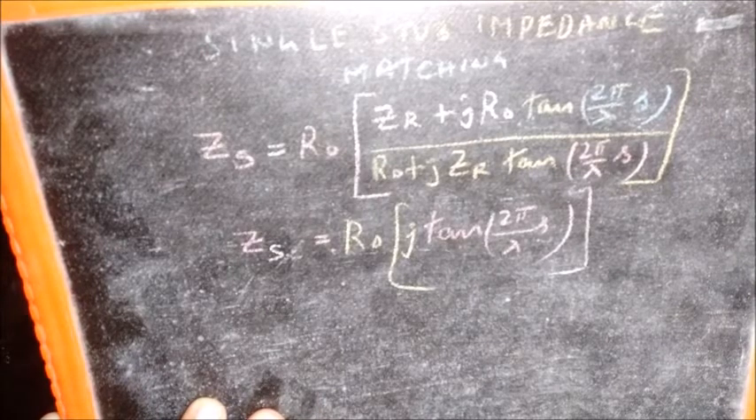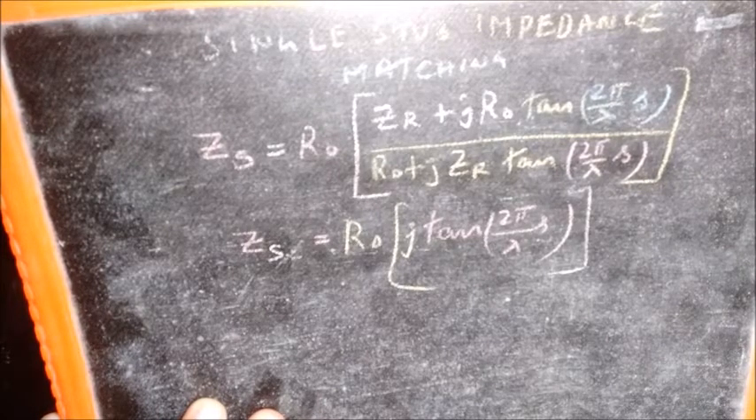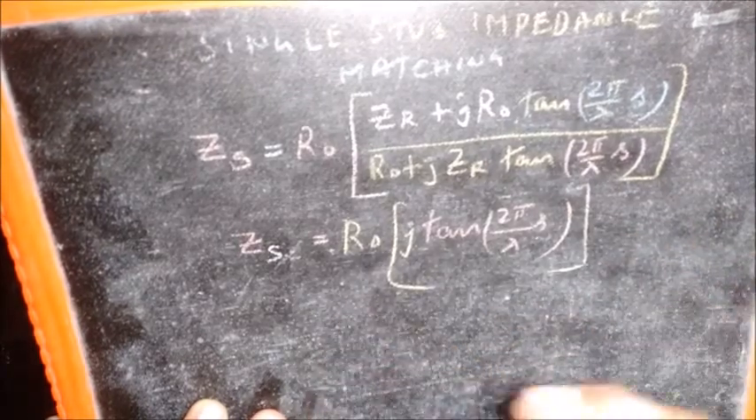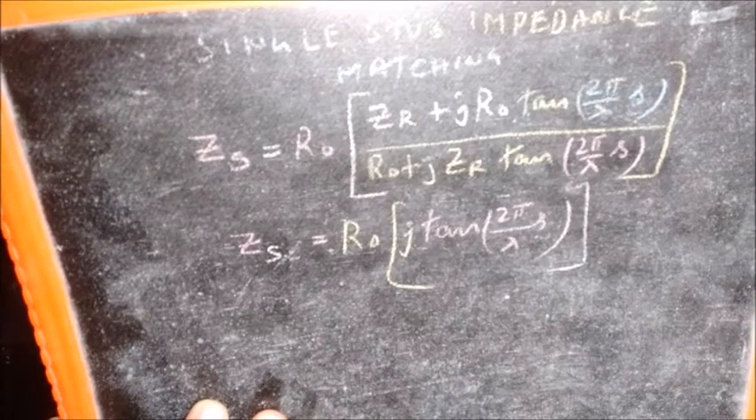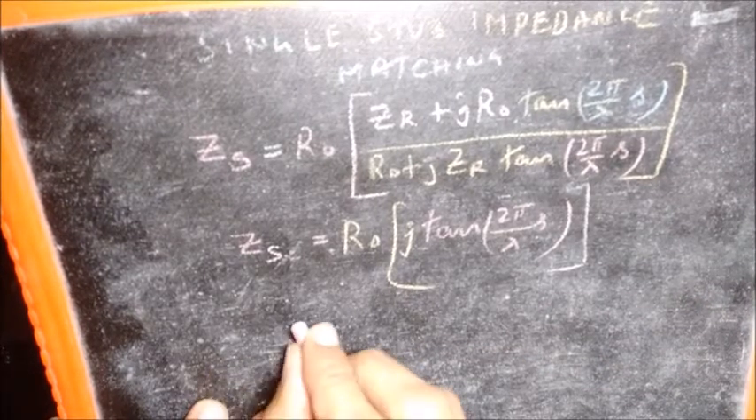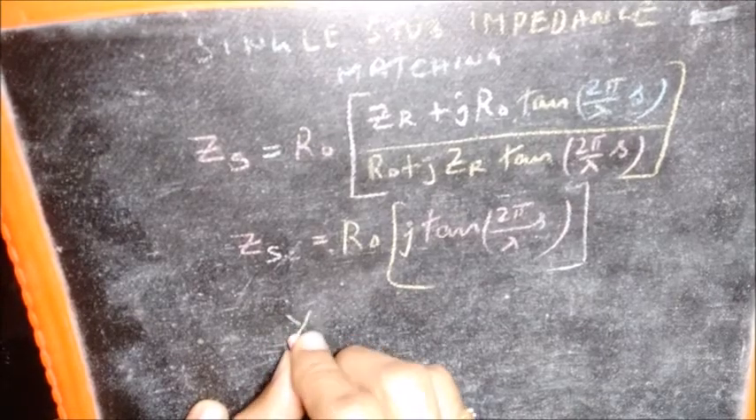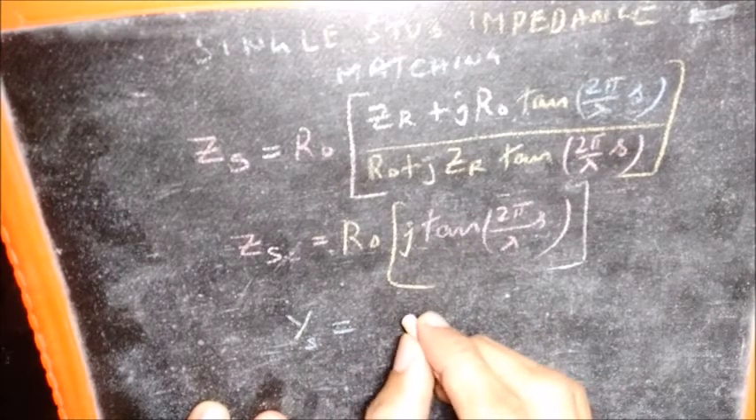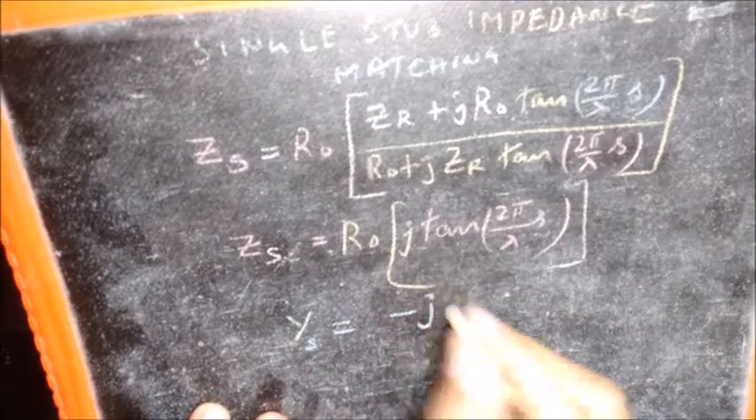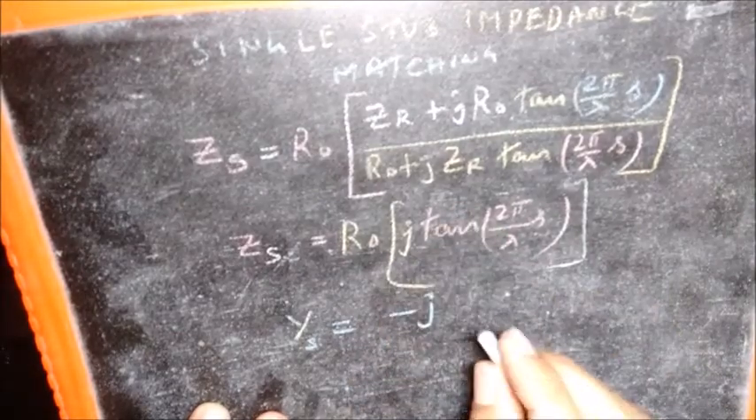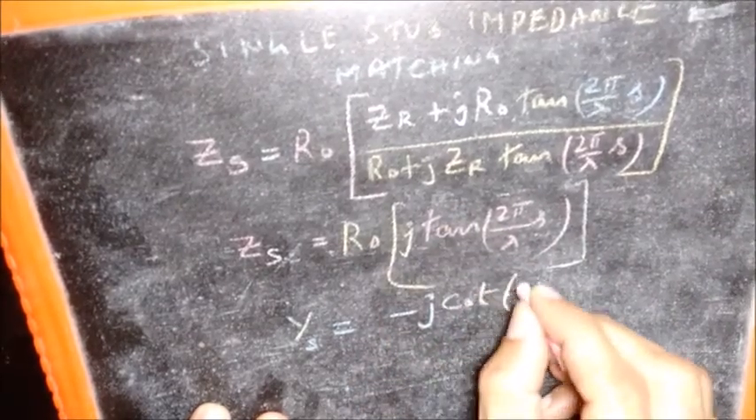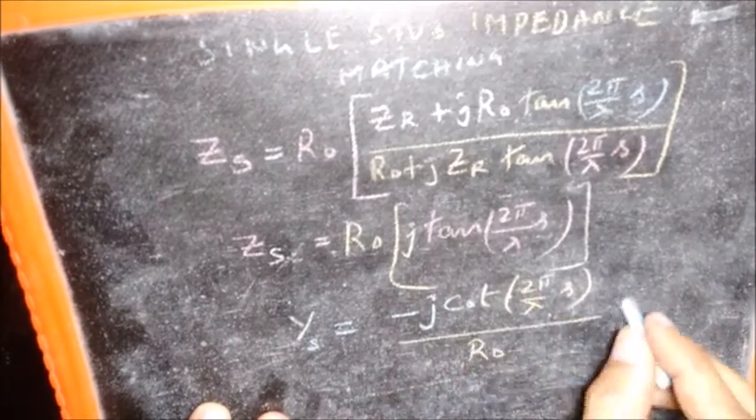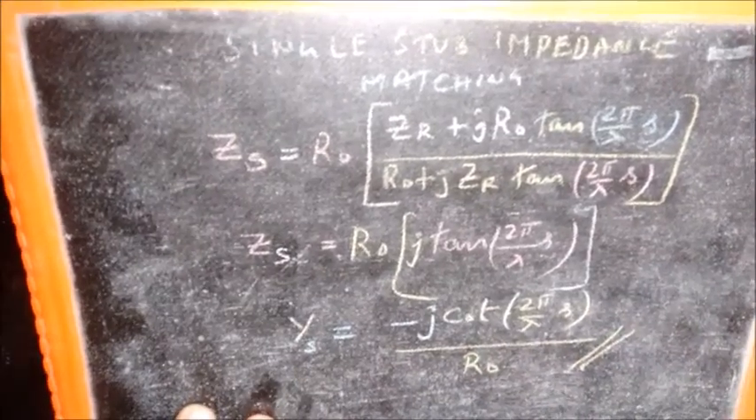So now we can write the admittance, because the ensuing discussion will be easier if we discuss in terms of the admittance instead of impedance. So the admittance will be YS, and it will be just the inverse of this. That gives minus j, because j is in the denominator, I take it up, I get minus j cot 2 pi by lambda S by R naught. This is the admittance of the transmission line.